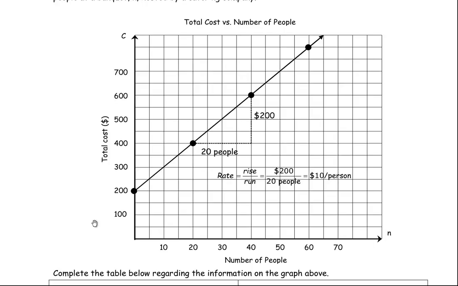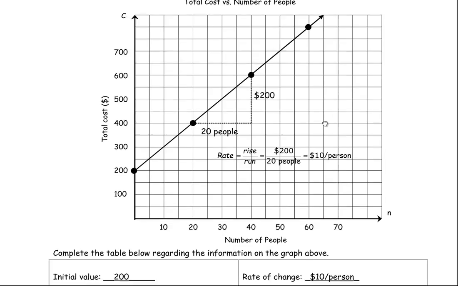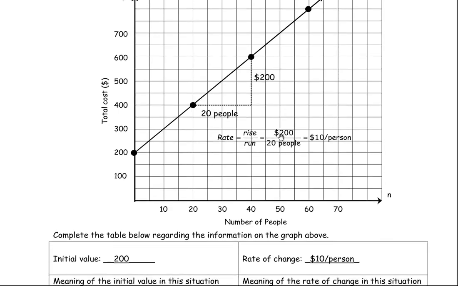And we're asked to find a couple things from the graph. It says complete the table below regarding the information on the graph above. We're asked to find the initial value and then to state its meaning, and what's the rate of change and state its meaning. So I've drawn a line through these 4 points to help define both of these things.